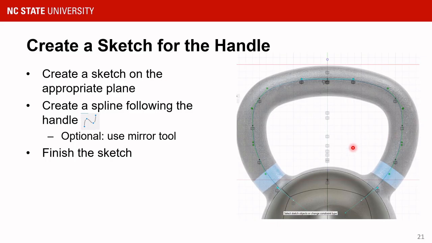The next thing we're going to do is create the handle. For the handle, we are going to use the pipe feature for the forms. And for the pipe feature, you need a path to basically create the pipe along. So this is very similar to the sweep operation for 3D modeling.